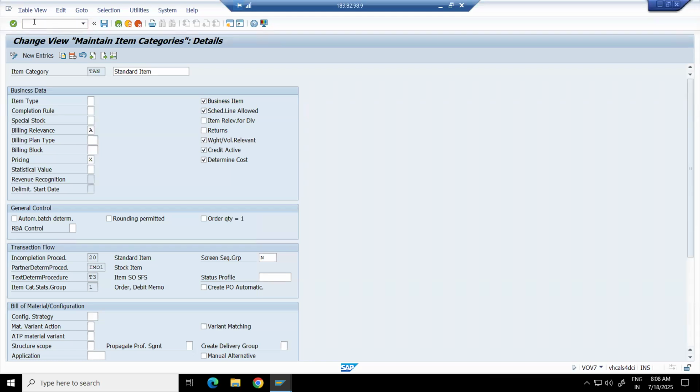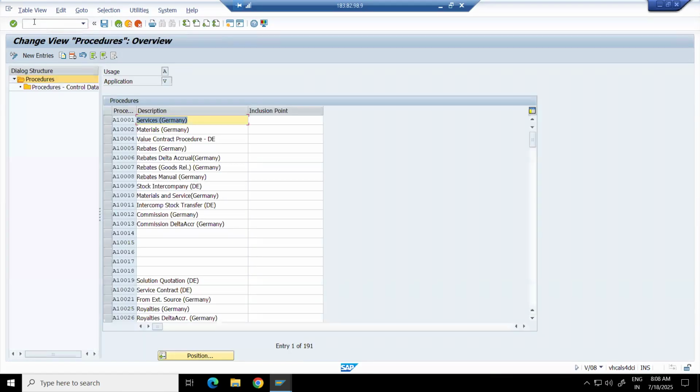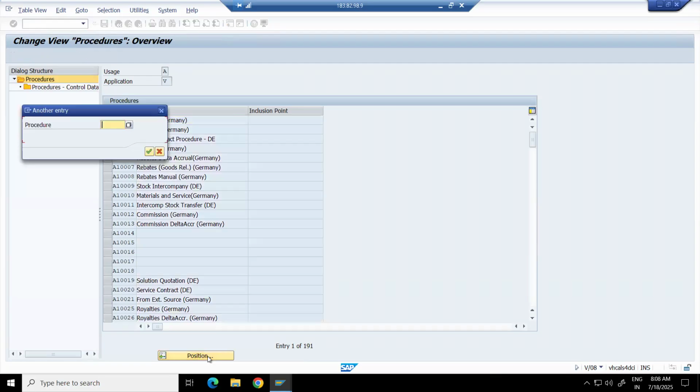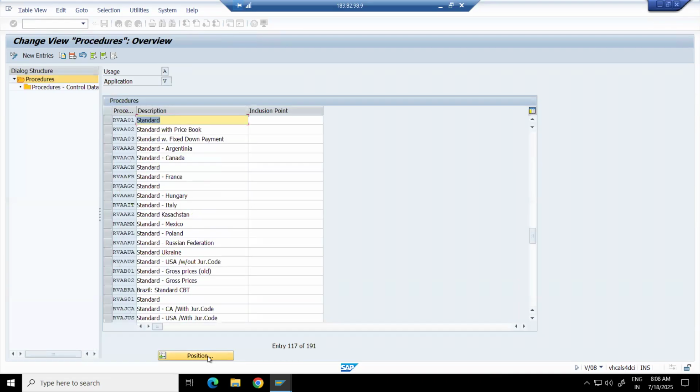/OB/08. Okay. This is the T code to see the pricing procedure, V/08. So what is the pricing procedure in our case? RVAA01, okay, standard. This one. Now select this and double click on the second one.